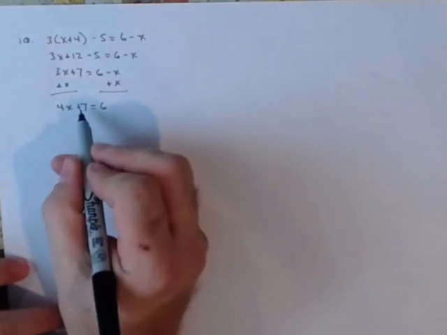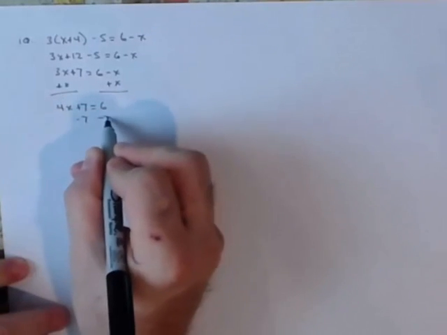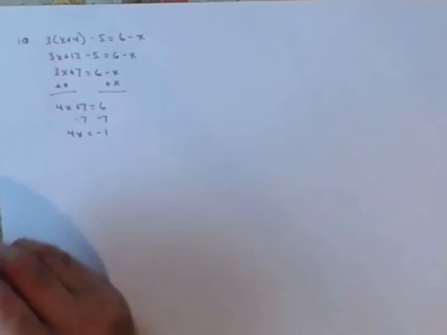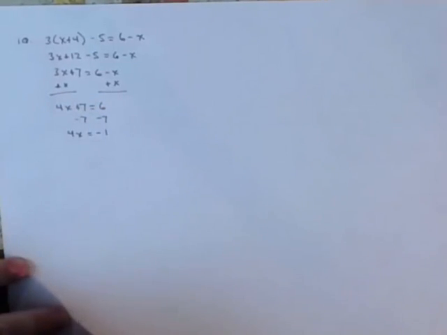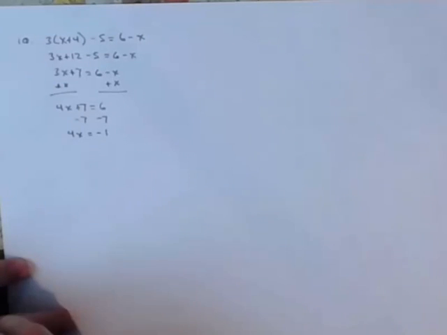Next step, again, get the units term away from the term I'm solving for. So I'm going to subtract 7 from both sides, and the result is 4x is equal to minus 1. Now I have the variable I'm solving for, x, with a coefficient all alone on one side, and everything else on the right-hand side, in this case, a negative 1.